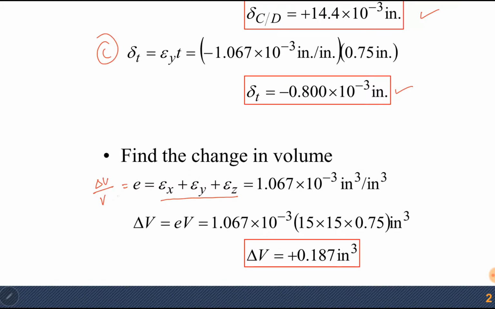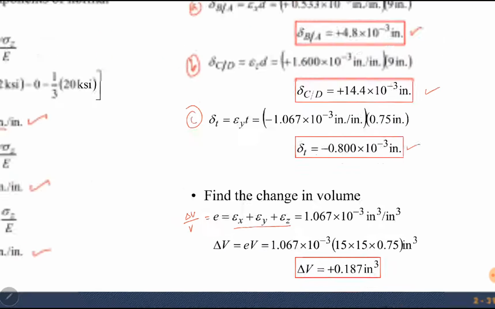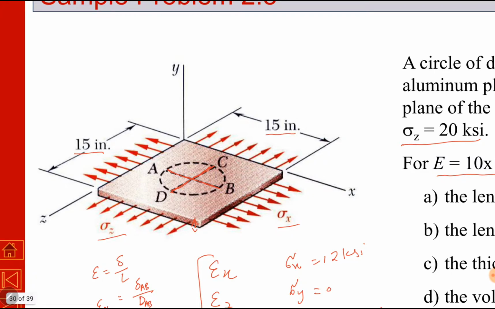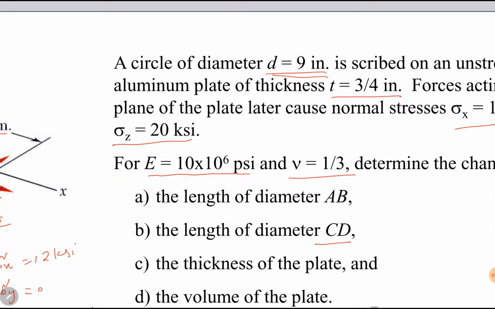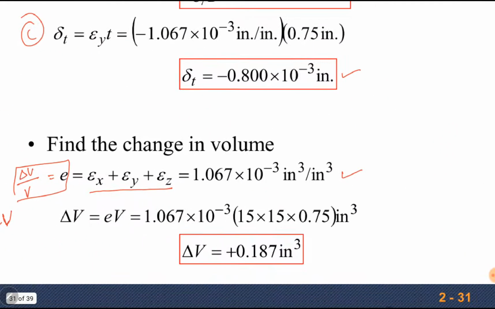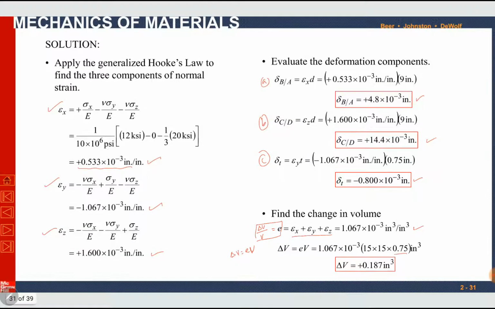And change in volume is equal to e into the original volume. e is known. The original volume can be found from the product of the side lengths: 15 inch into 15 inch into the thickness, which is 3 by 4 inch. So 15 into 15 into 3 by 4. 3 by 4 is actually 0.75. So we can find the change in volume in cubic inch, which is 0.187. Okay, it is a positive value. It means the net volume has increased. Okay, we will move further.